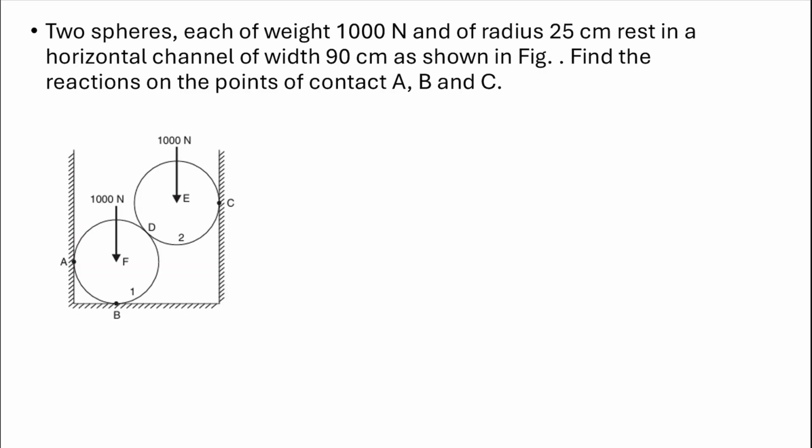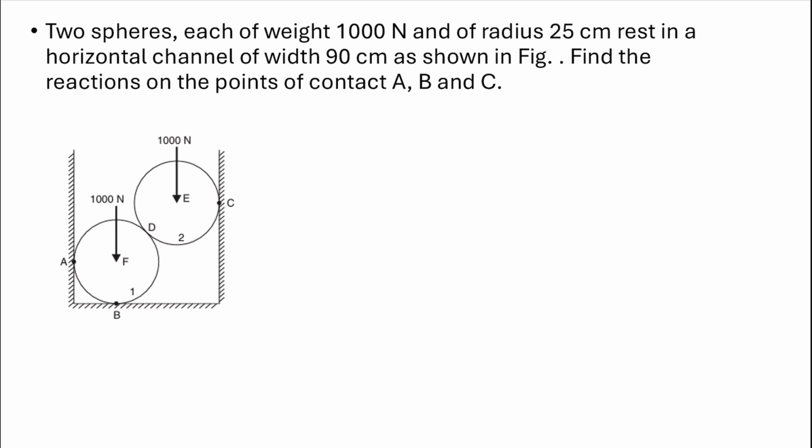This is the problem: there are two spheres, each of weight 1000 Newton and radius 25 centimeter, resting in a horizontal channel, and its width is 90 centimeter. The figure is given in the question. We need to find the reactions on points A, B, and C. Okay, so this figure is given.